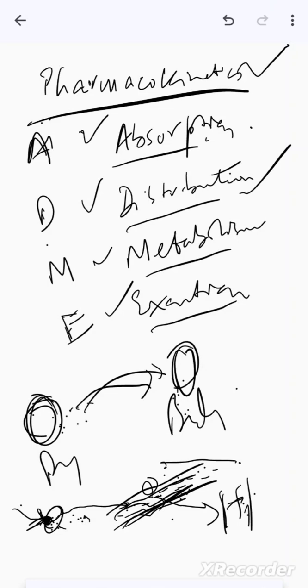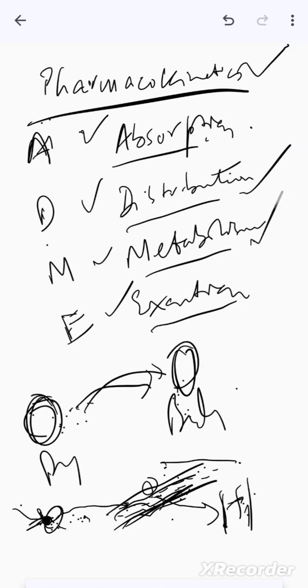And this is affected by various factors like blood flow, tissue permeability, plasma protein binding, and volume of distribution. Some drugs reach highly perfused organs first, for example the brain or even the liver.